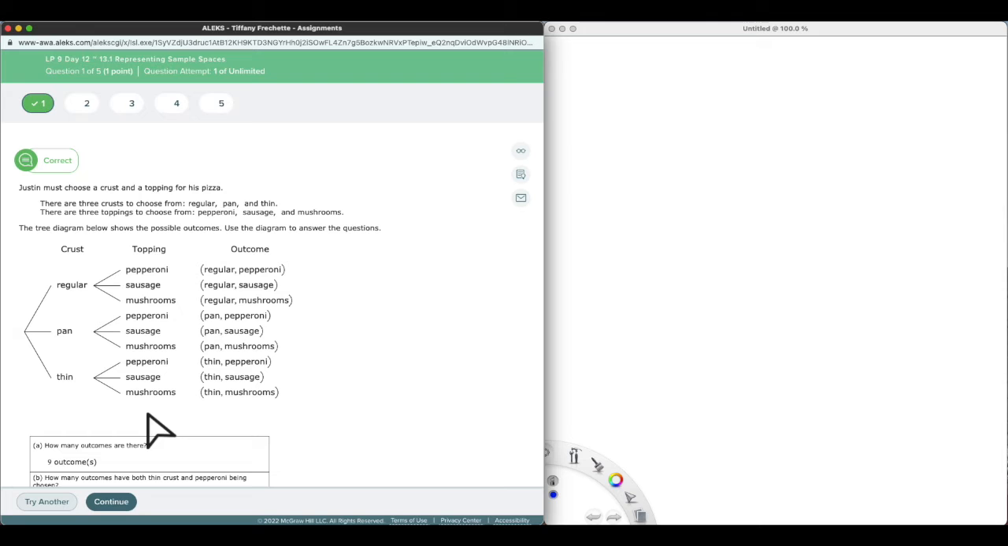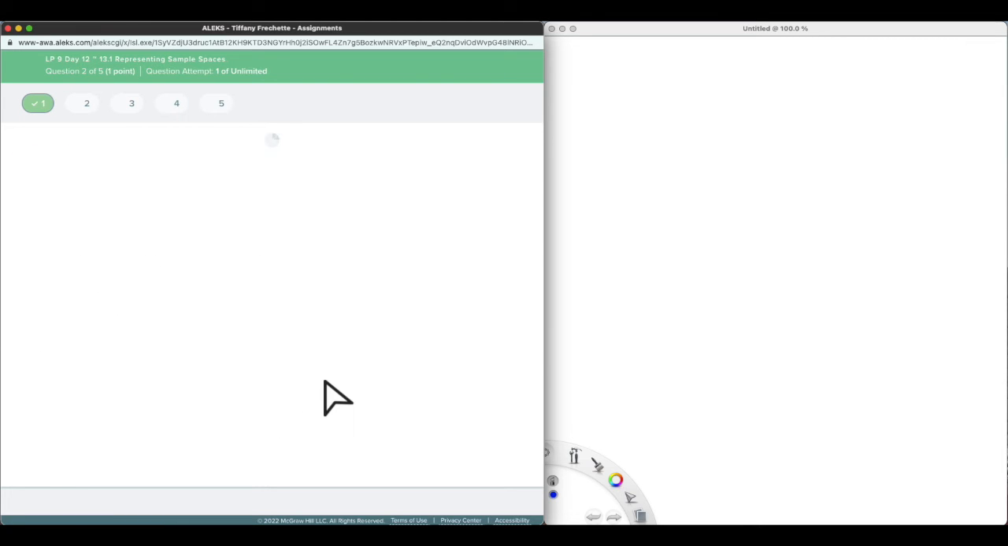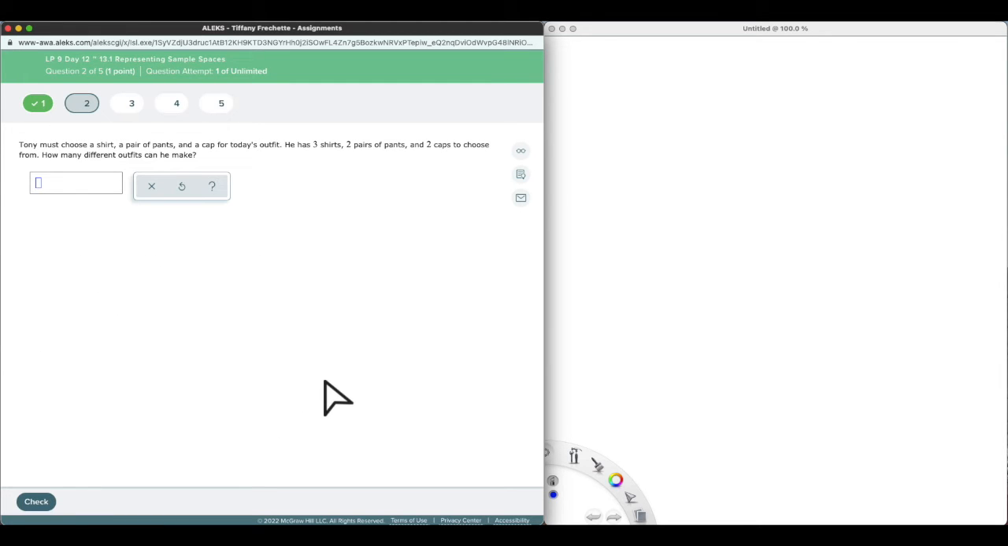All right, so we're going to keep moving here. So now we're going to look at the introduction to the counting principle, because drawing the tree diagram, like I said, can kind of get out of hand very quickly. Because with this one, let's say I wanted to draw a tree diagram, and it says Tony must choose a shirt, a pair of pants, and a cap for today's outfit. He has 3 shirts, 2 pairs of pants, and 2 caps to choose from. How many different outfits can he make?